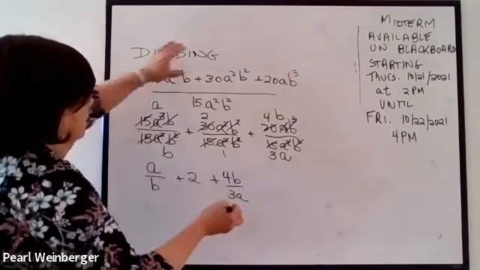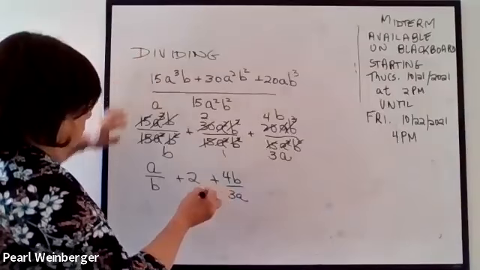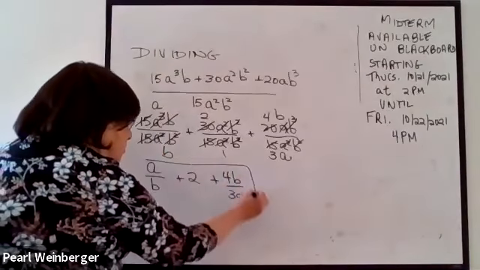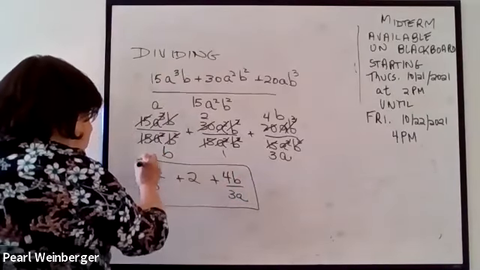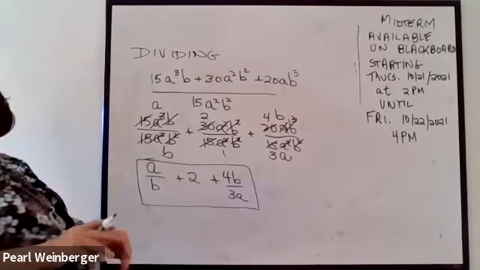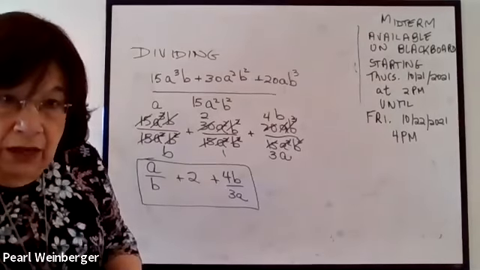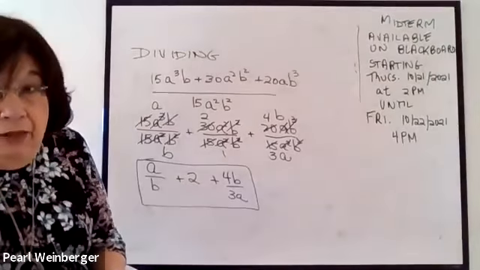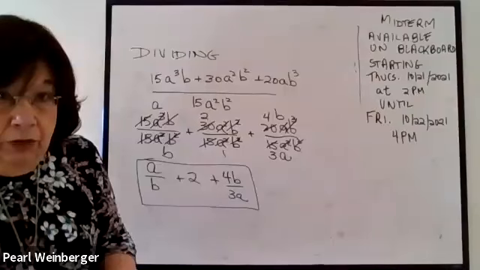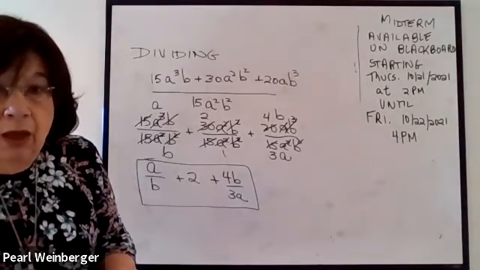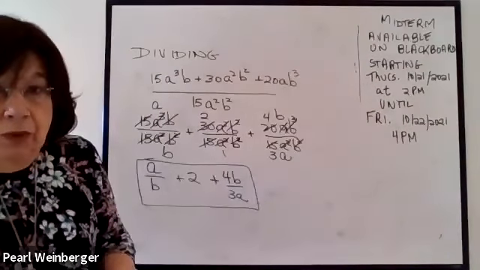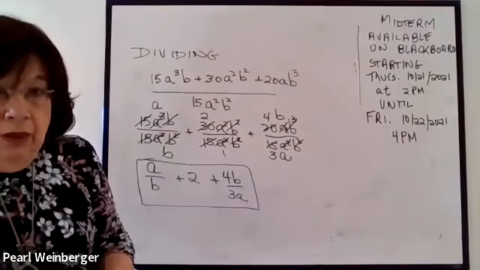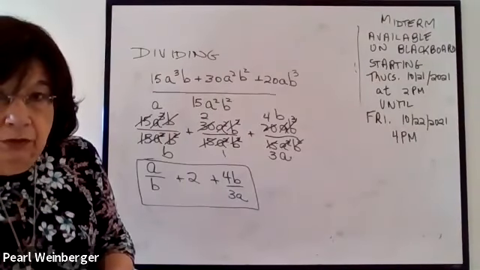Now it is a lot simpler than what we started out with. This is the answer that you want to get when you are dividing. So that's how we divide a polynomial by a monomial. We divided a polynomial by a monomial. Are there any questions about this?